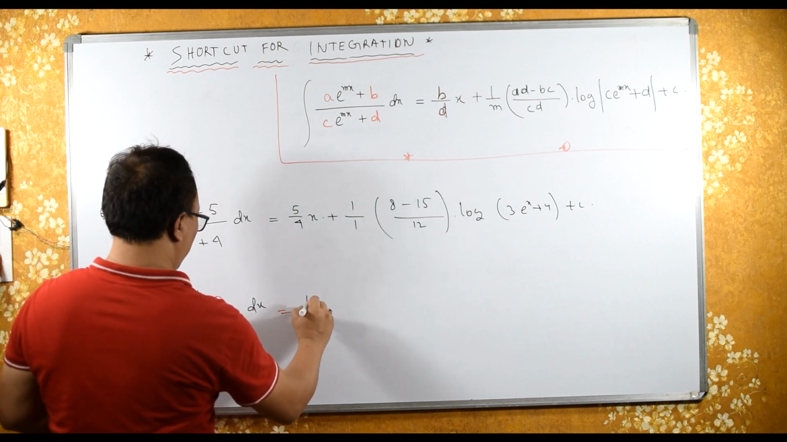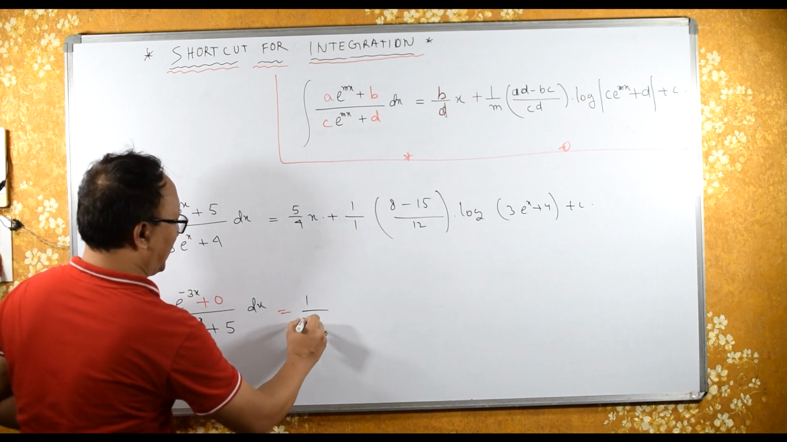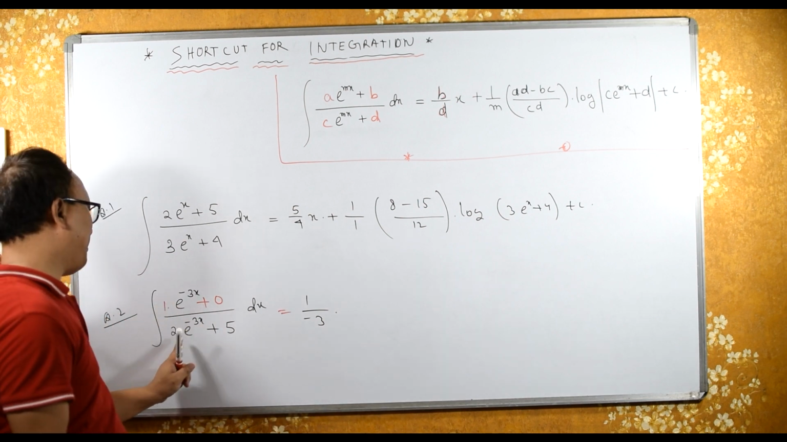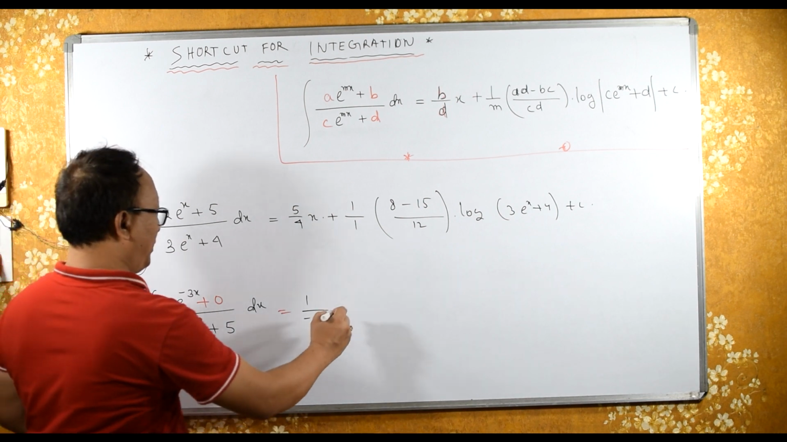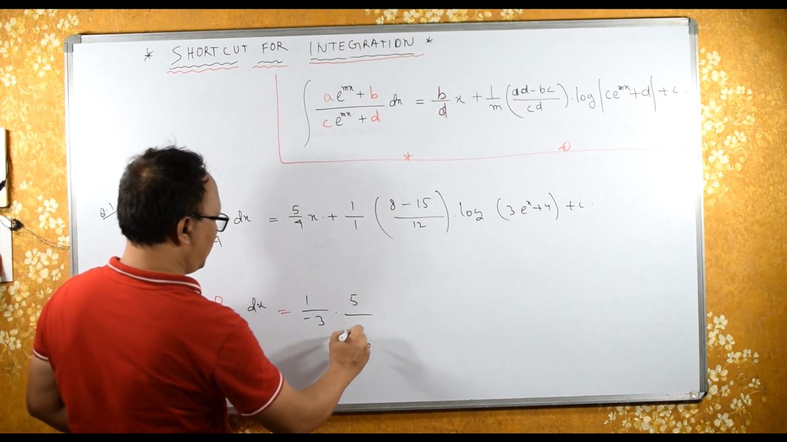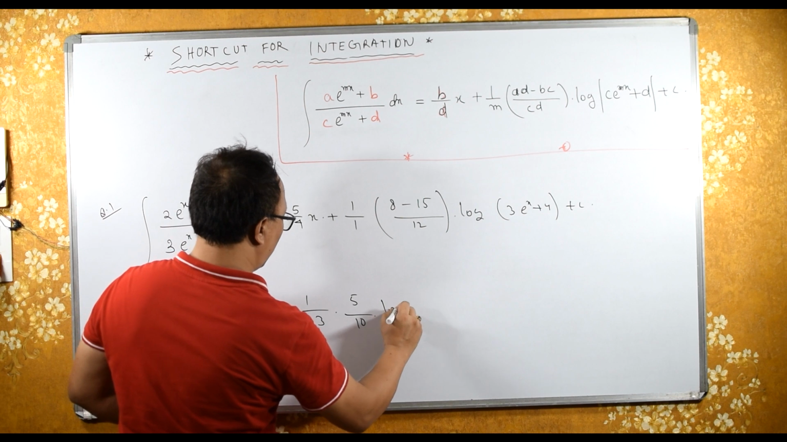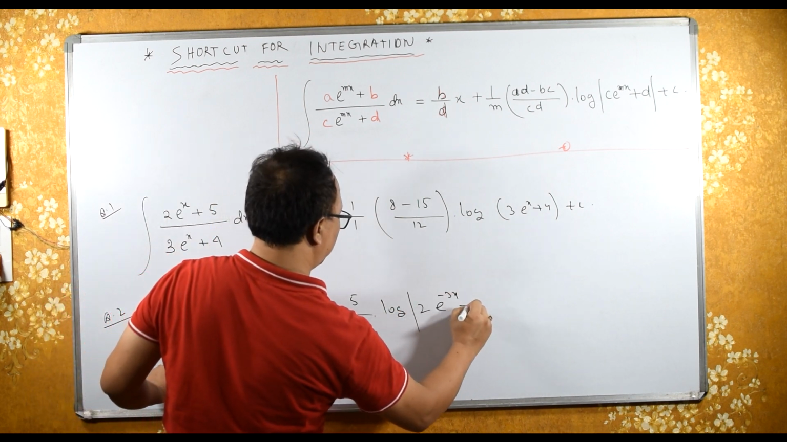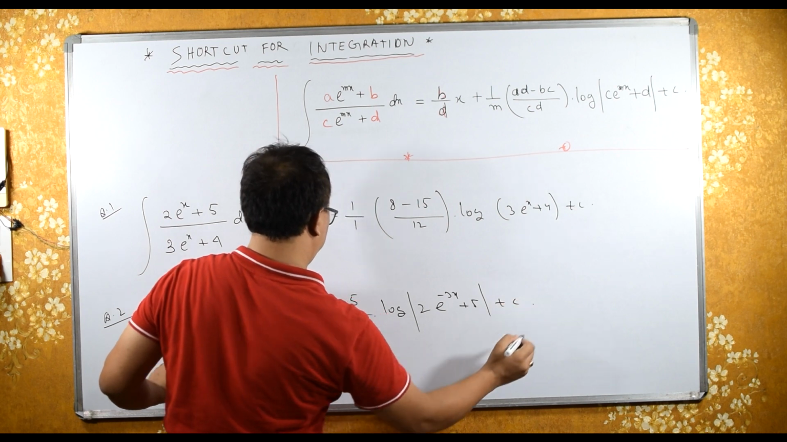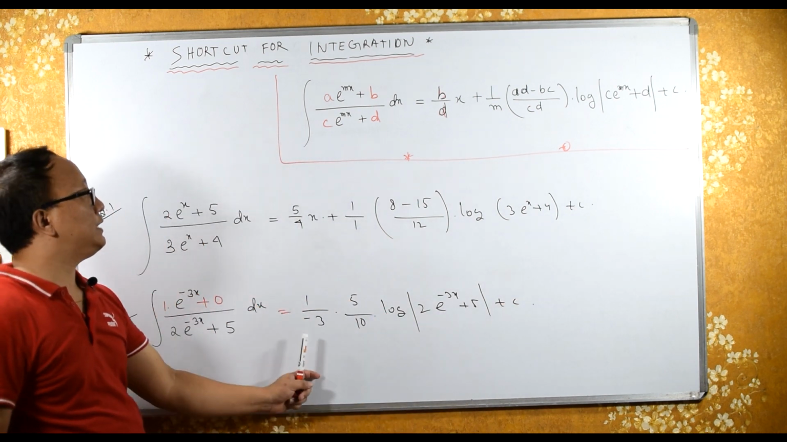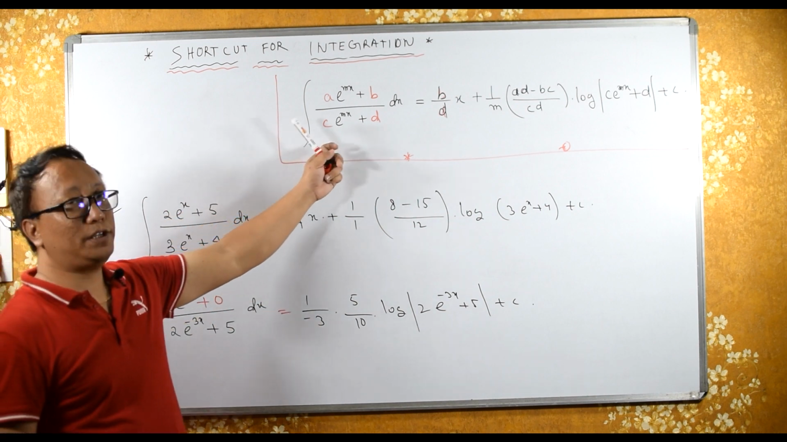1 by m. What is m? m is minus 3. Then this into this. Here 5 minus 0 is 5 upon cd. 5 into 2 is 10. Then log of denominator, 2 e raised to minus 3x plus 5, plus c. Here you can cancel it or you can keep it like this. So this is the shortcut way for this form of integration.